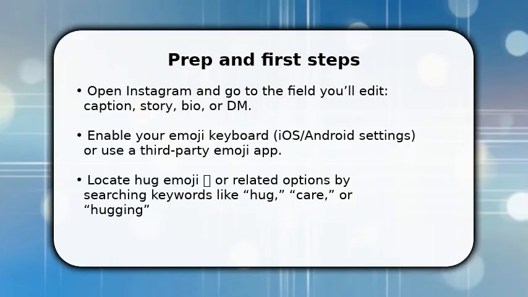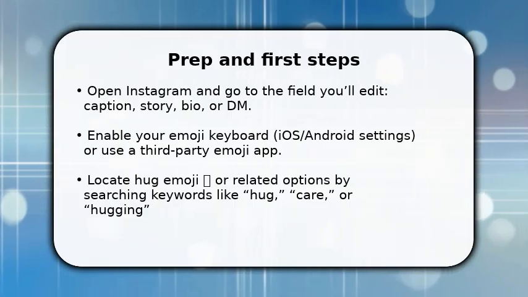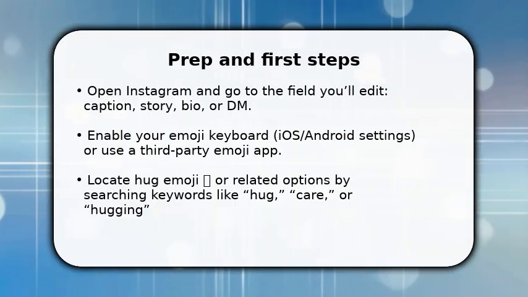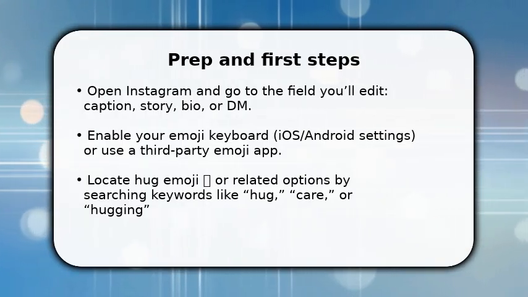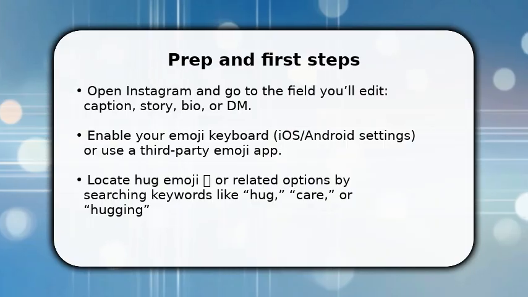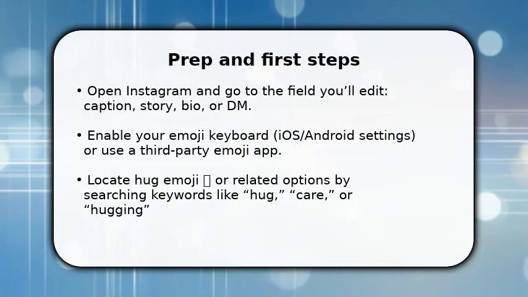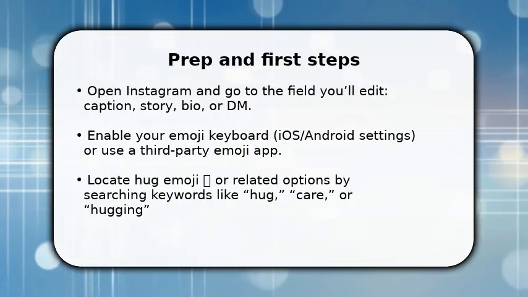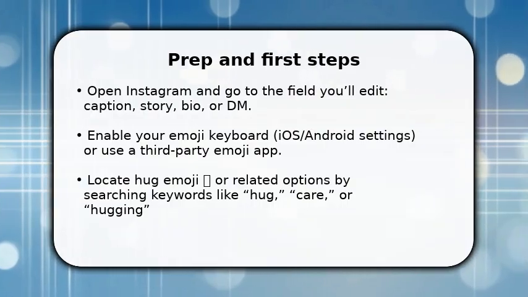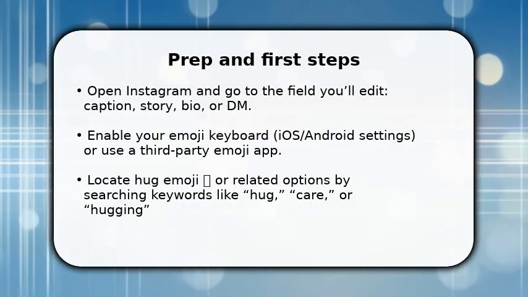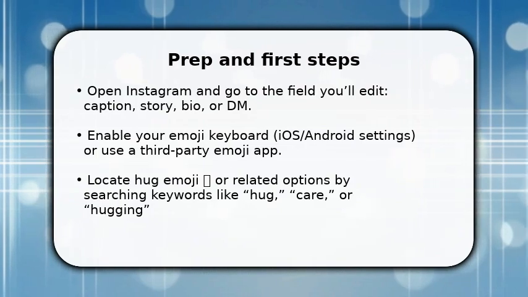Enjoy the video. You're starting with the essentials. Open the Instagram field where you want the hug emoji, caption, story, bio, or DM, and place the cursor. Make sure your emoji keyboard is enabled in device settings, or open an emoji app if you prefer copy-paste. Tap the emoji icon and search for hug, care, or similar to find variants. Once done, insert the hug emoji where you want tone. This first step sets mood, so pick placement deliberately and keep edits minimal before continuing.